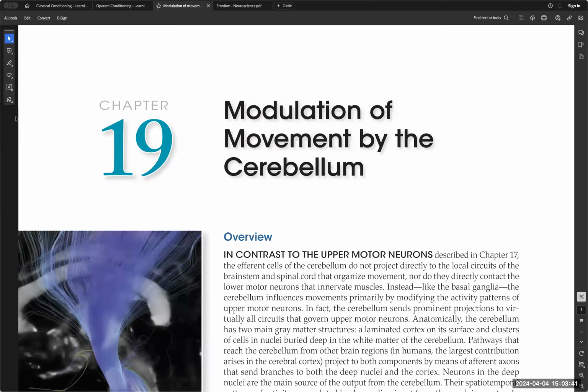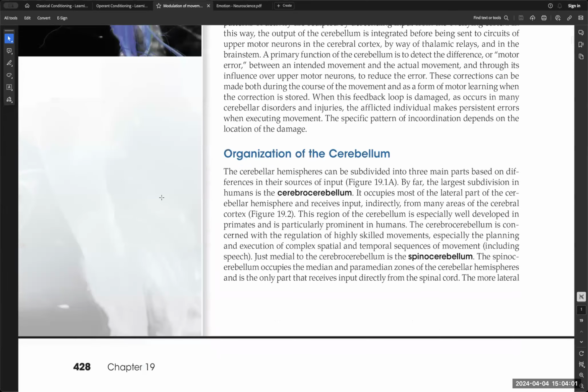How many parts are there for the cerebellar cortex? Or haven't you studied the material yet? Who wants to tell us what are the different regions related to the cerebellar cortex? 3, exactly. What are they? Okay, let's take a look at that then.